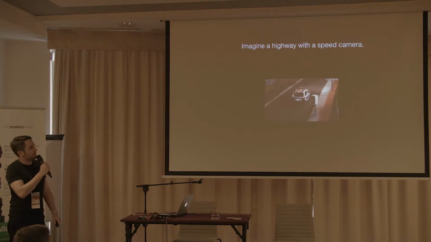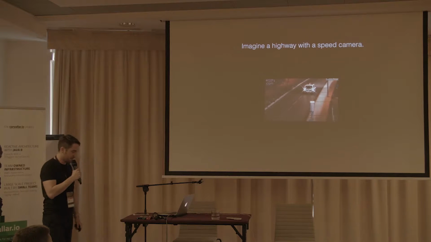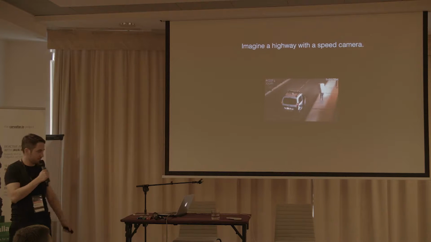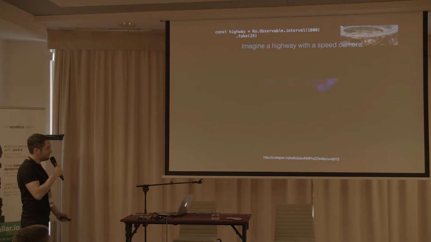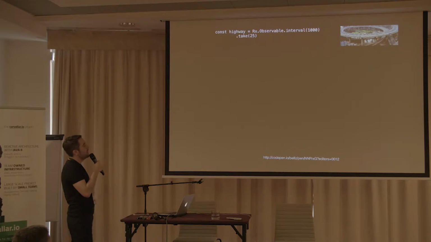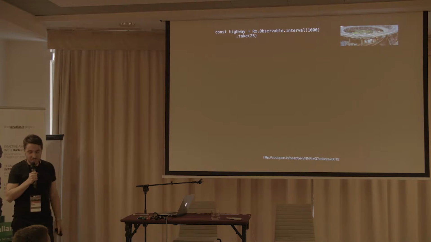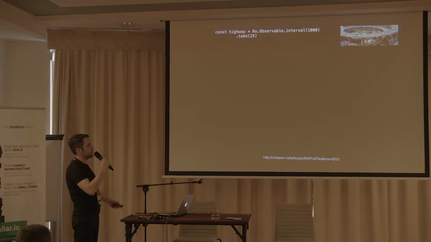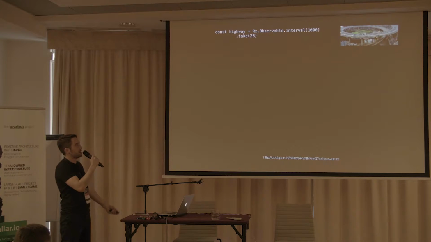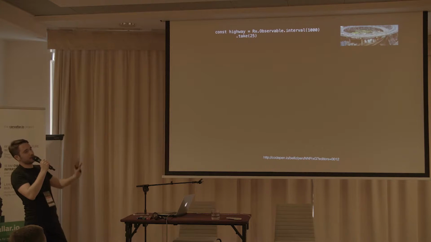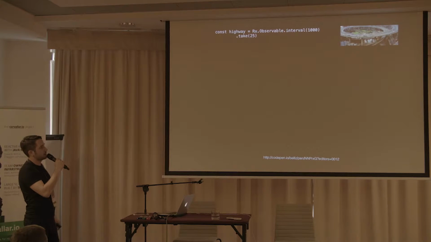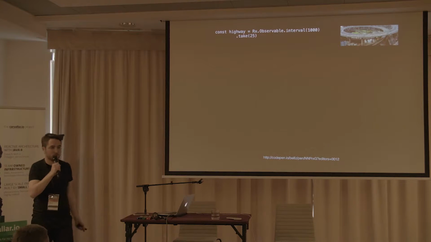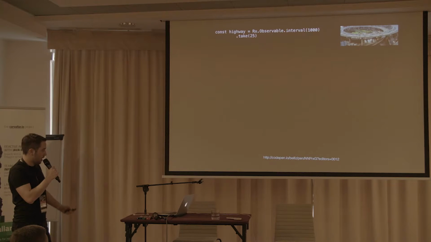Now this is an example of the speed camera. That's something I always show to people who are not yet familiar with observables. Let's look at some code. Imagine there is a highway, which we can simulate here as an interval. We are the speed camera, and we want to watch only, let's say, 25 cars riding on the highway, because we are lazy, right? We just want to look at 25 of them.